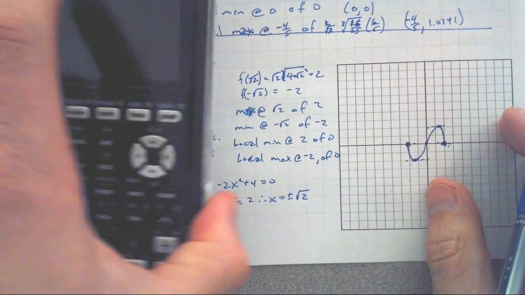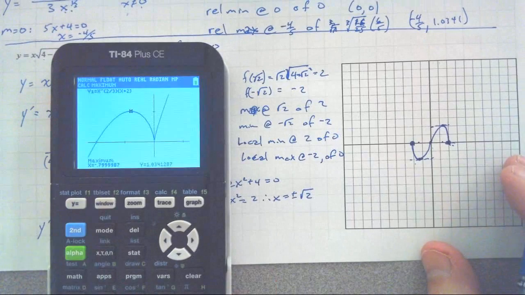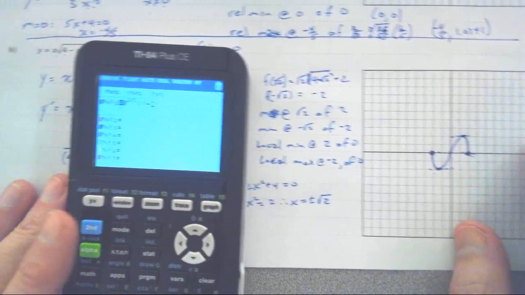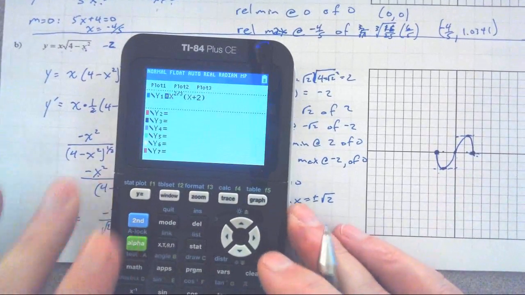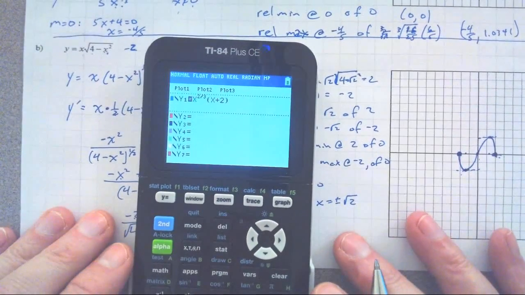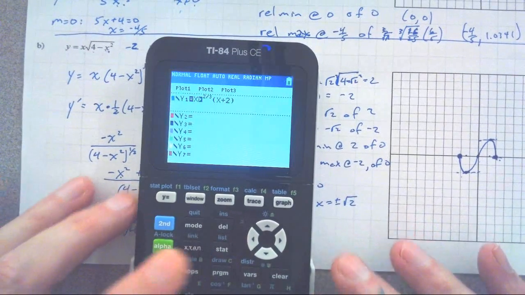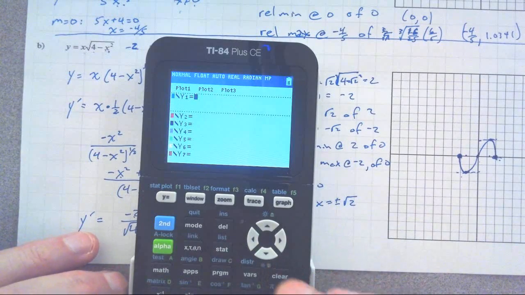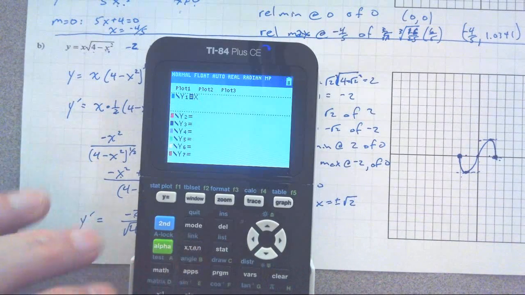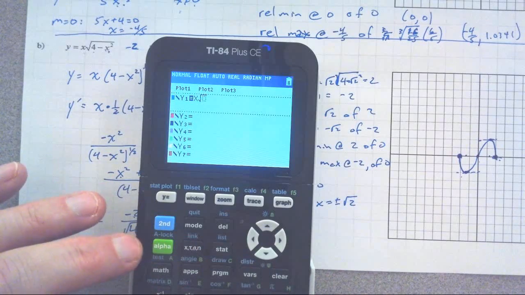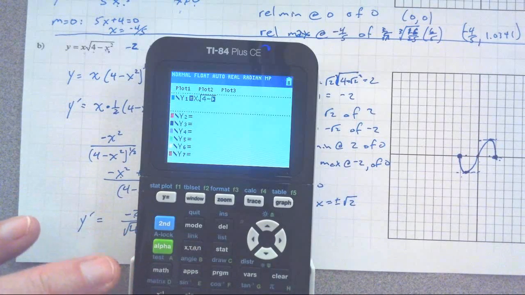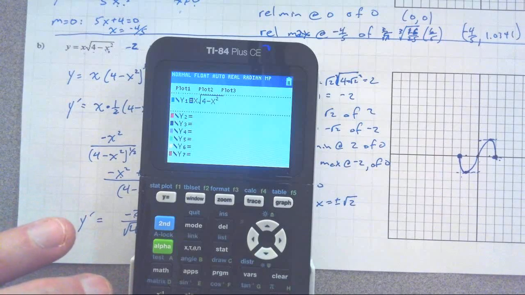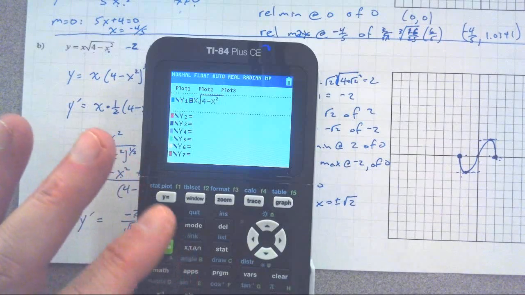Let's take a look at that function. Let's go on. We're just confirming things here. Y equals, so let's put this one in. We've got x times square root of, let's just clear that out and start over. X square root of 4 minus x squared. I'm going to zoom standard that guy.